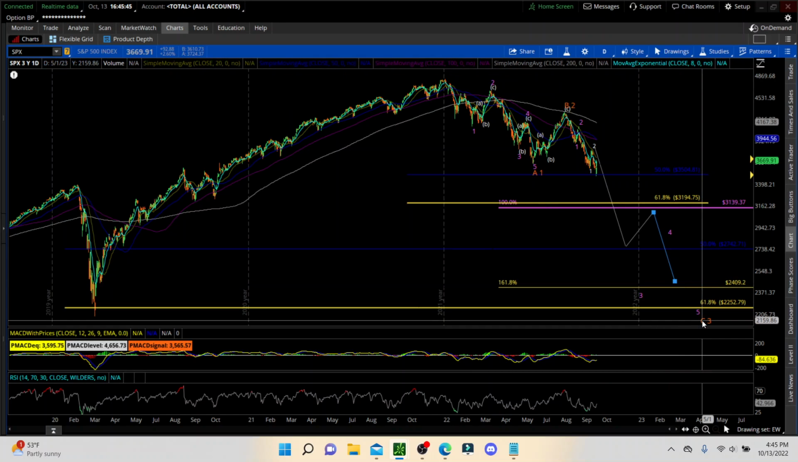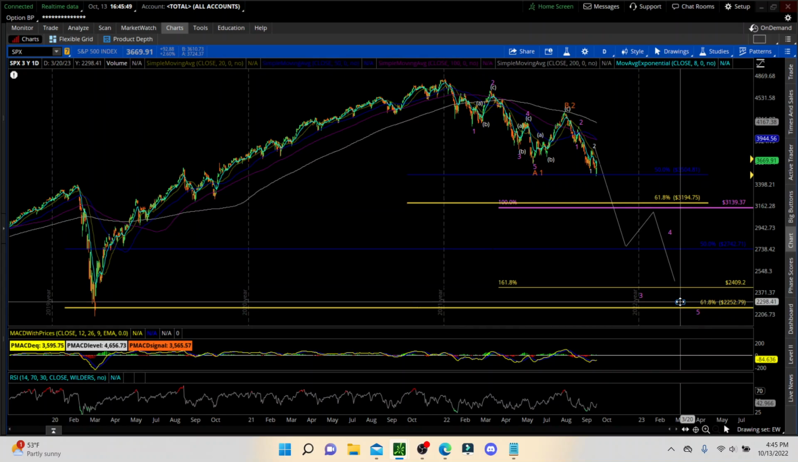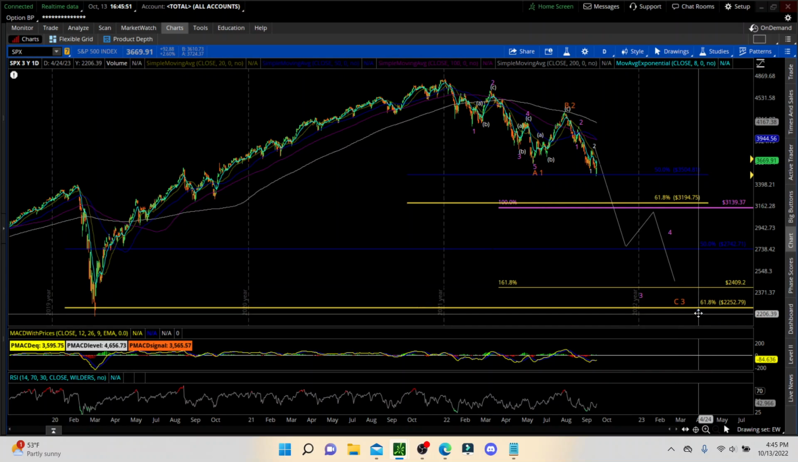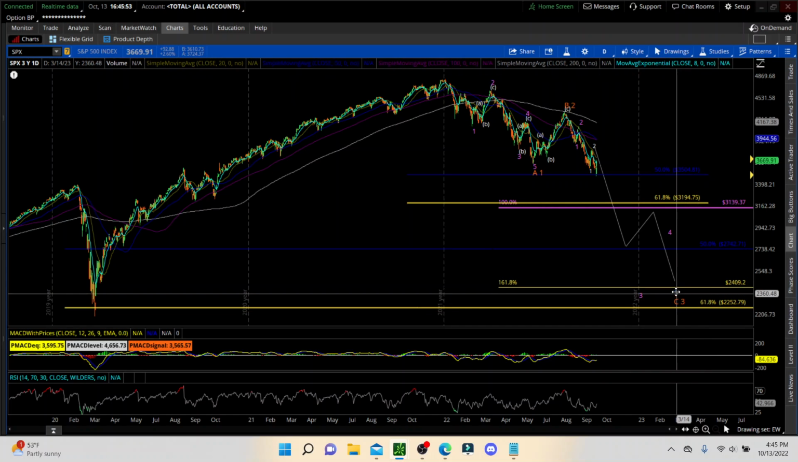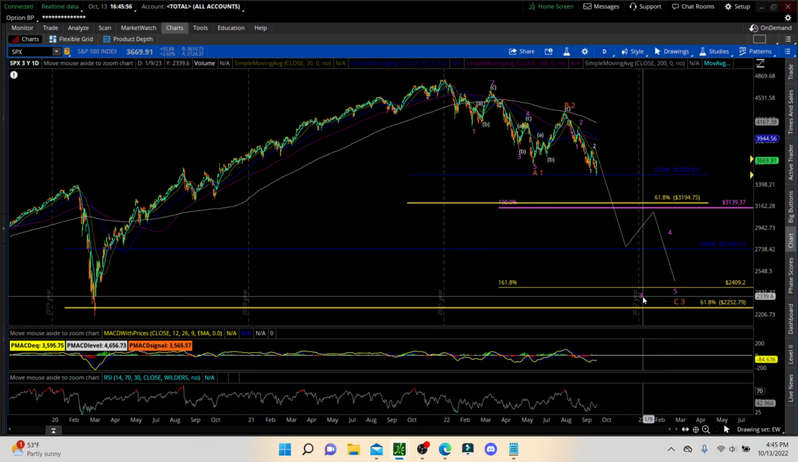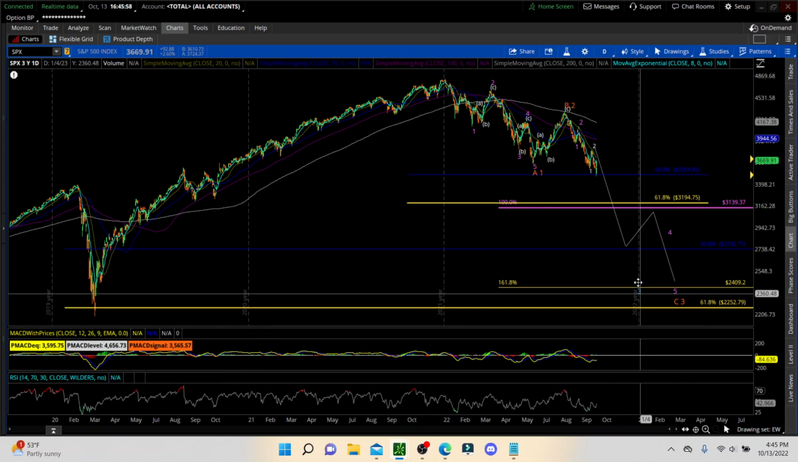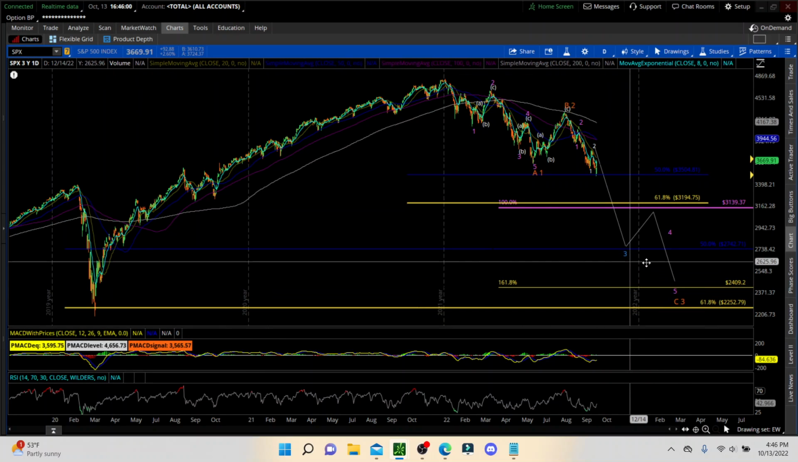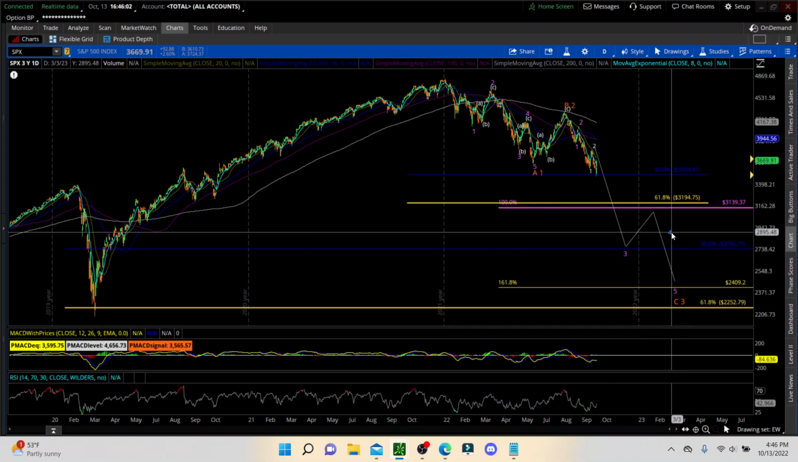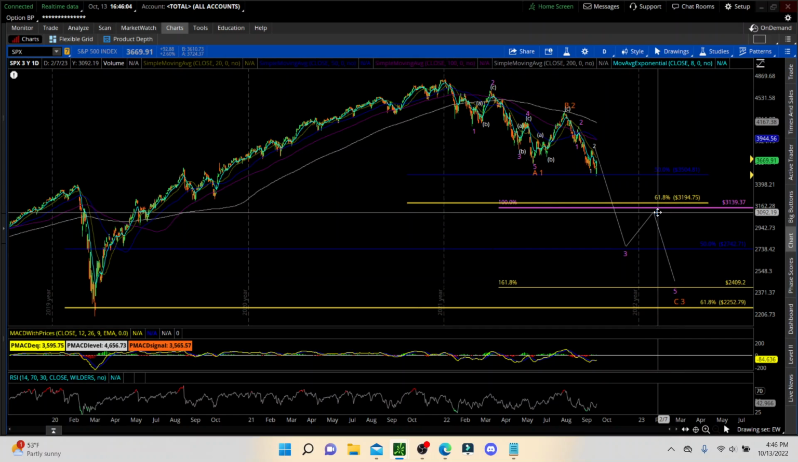and we get down to that, which would be the C of 3. That's the end of 5. That's 3. And the bounce for wave 4 would be there.